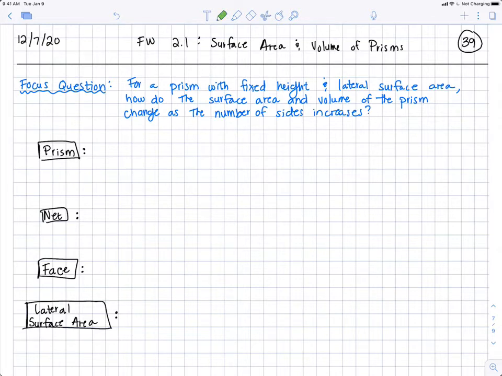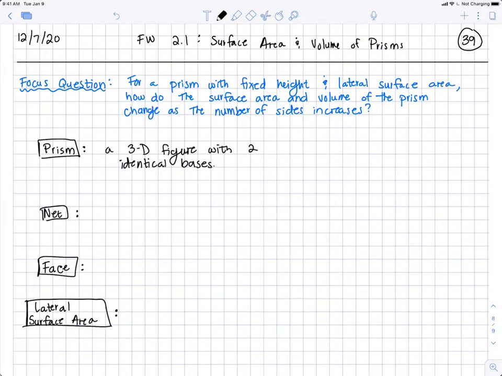So a prism is a 3D figure or a 3D shape that has two identical bases. So it might help to draw some pictures here. For example, I could draw myself a square prism that looks something like this. I guess you could argue it's a rectangular prism, but anyway, my suggestion is you draw the two identical bases first, and then you connect the corresponding corners.